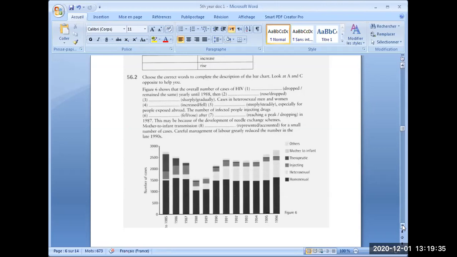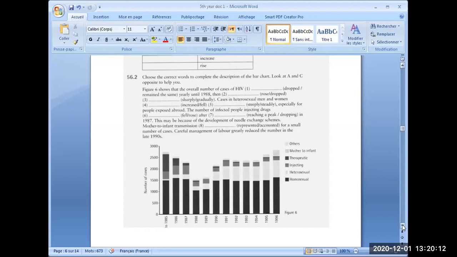Shows, and here again, it is an interpretation of data. So you need to know how to make interpretation of data. This is what you're learning with me. So figure 6 shows that the overall number of cases of HIV either dropped or remained the same according to the chart. You need to have done the exercise before coming to ask me questions.